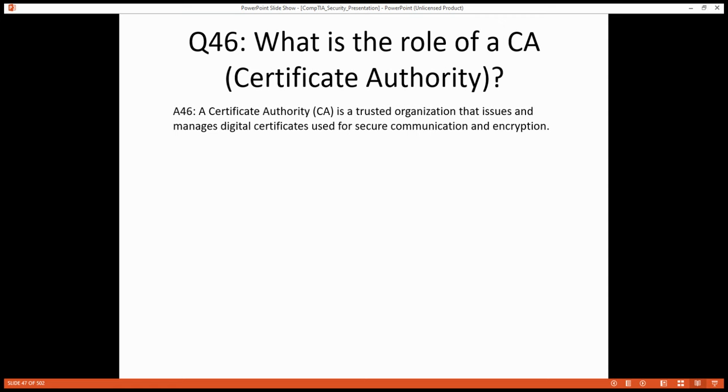Q46. What is the role of a CA, certificate authority? A46. A certificate authority, CA, is a trusted organization that issues and manages digital certificates used for secure communication and encryption.